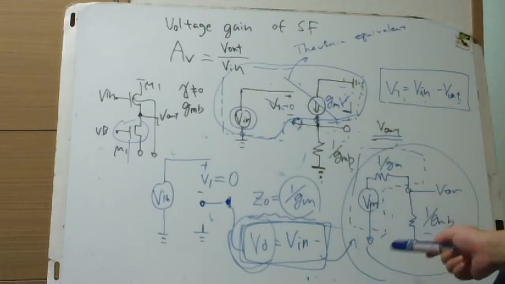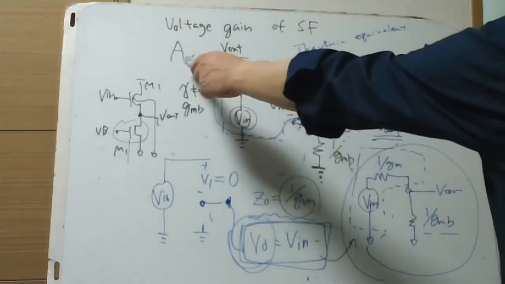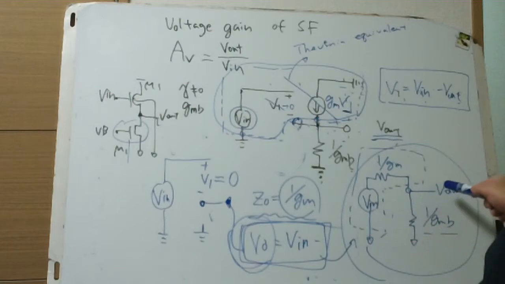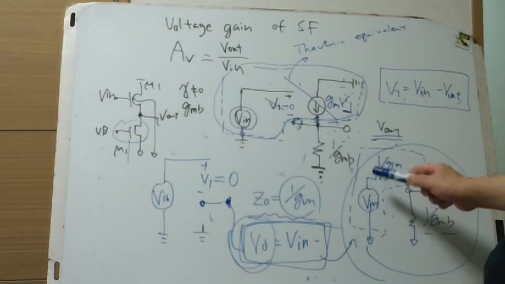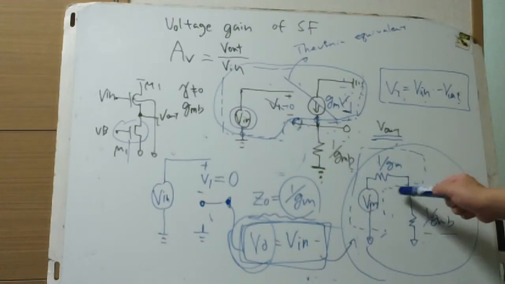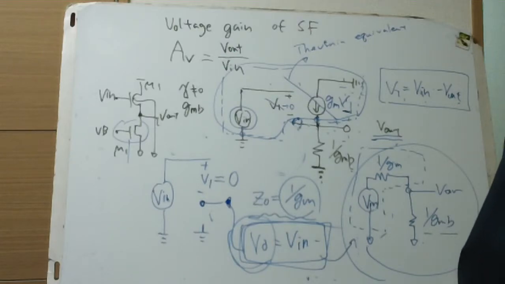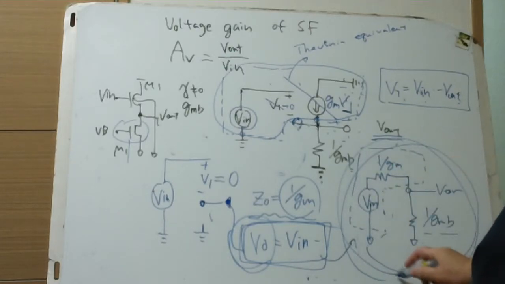In both ways, we can from now transfer the topology to an easy, effective way to find out AV. AV here is just V out over V in, which equals the voltage divide of V in with three resistances, 1 over GM and 1 over GMB. So the voltage gain of the source follower is the voltage divide of this Thevenin equivalent.